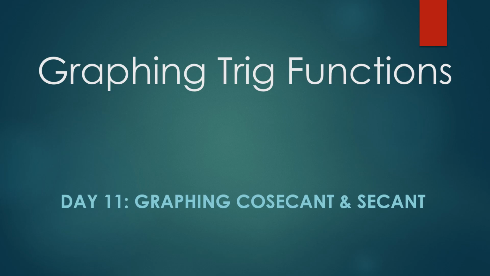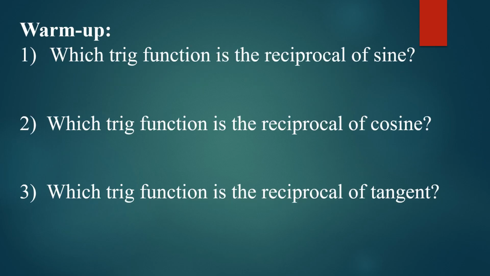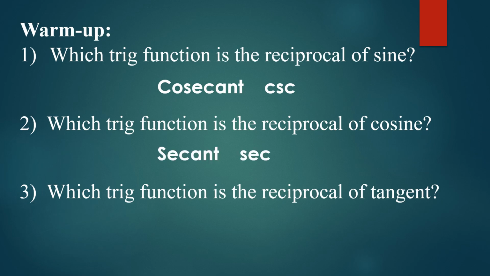And our warm-up is going to get us started with some of the things that we need to know about cosecant and secant. First off, what's the reciprocal of sine? Meaning the cosecant is 1 over sine, or 1 over those y values that we have. And the reciprocal of cosine will then be secant, 1 over x. And tangent and cotangent are reciprocals, although we're not graphing them yet. Just a quick little review of those.